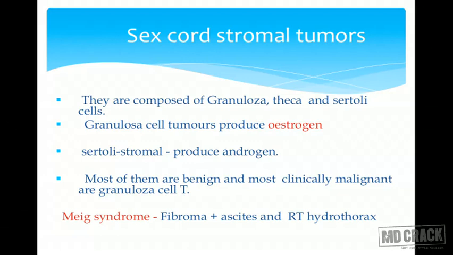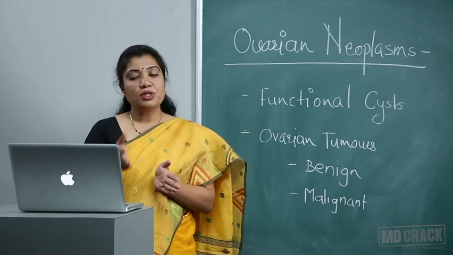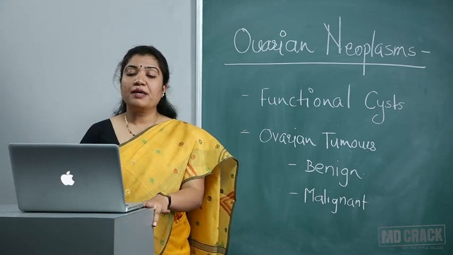Coming to the sex cord stromal tumors, they are composed of granulosa, theca and Sertoli cells, which is the sex cord stroma from where the ovarian stroma forms. As we all know, granulosa cell is a source of estrogen. So if we have a tumor of granulosa cell, imagine that tumor is going to secrete lots of estrogen. Sertoli cells produce lots of androgen. Most of them are benign, but the clinically malignant one out of these is granulosa cell tumor.